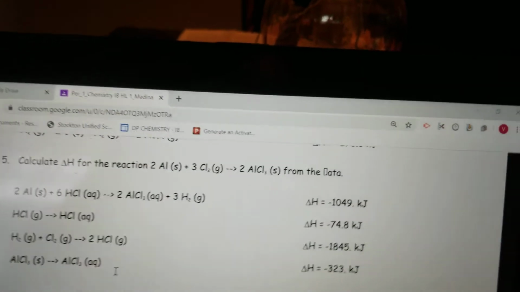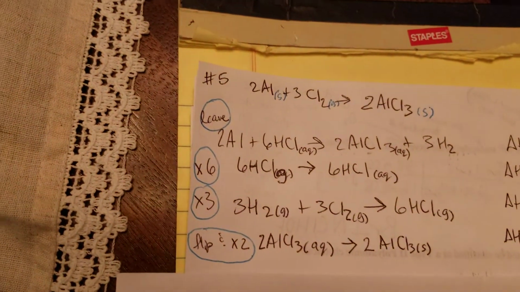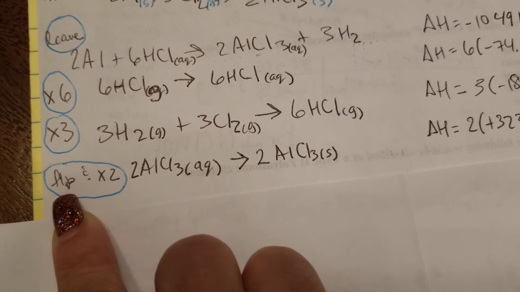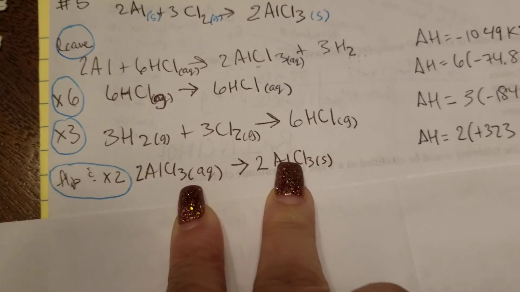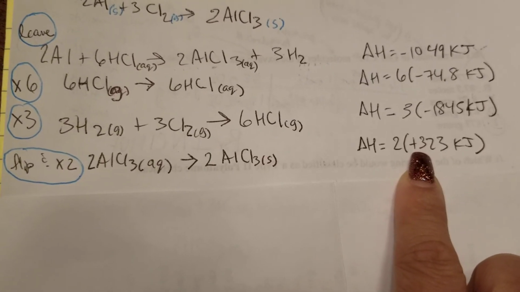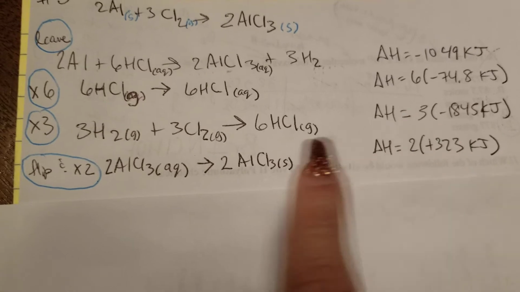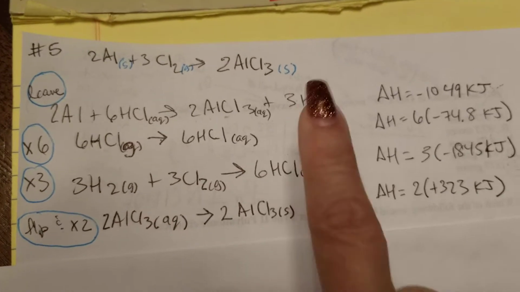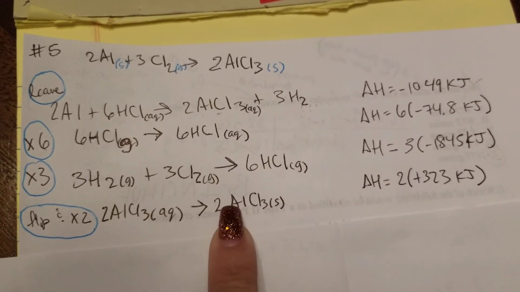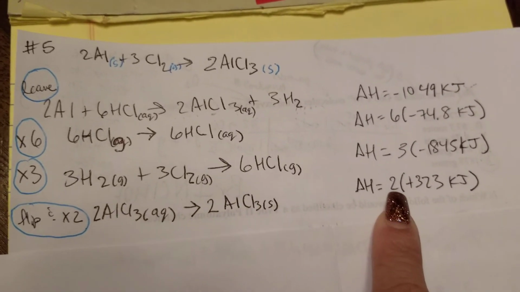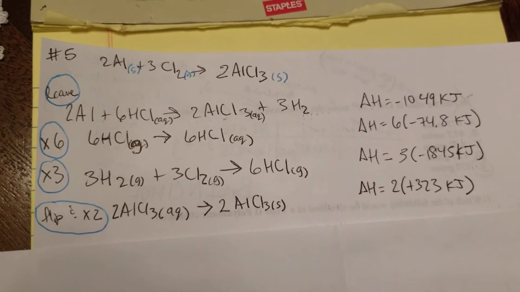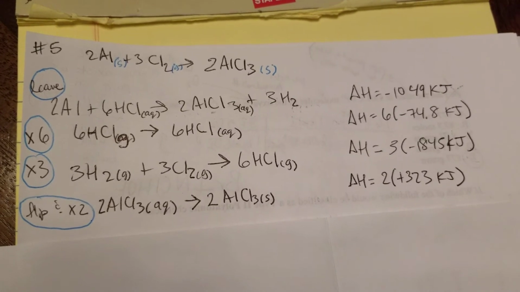So for the last one, for the fourth one, we need to flip the equation. So I've flipped it, which means that the sign changes. So instead of negative 323, it's positive 323. And I have to multiply it by 2 because I need 2 AlCl3 solids. So multiply by 2, everything multiply by 2, even the delta H. Okay, that should give us everything that we need for everything to cancel out.